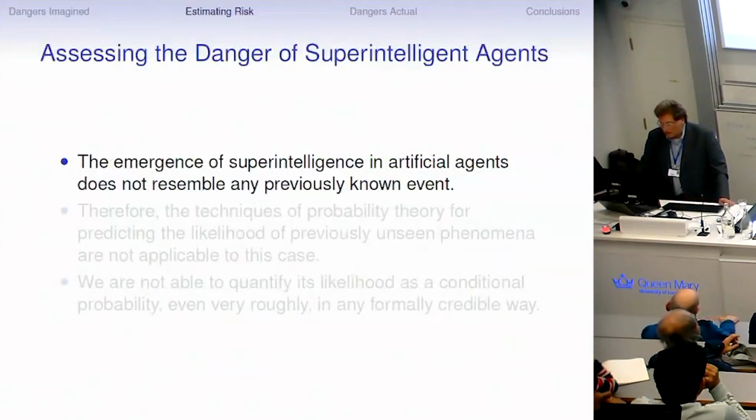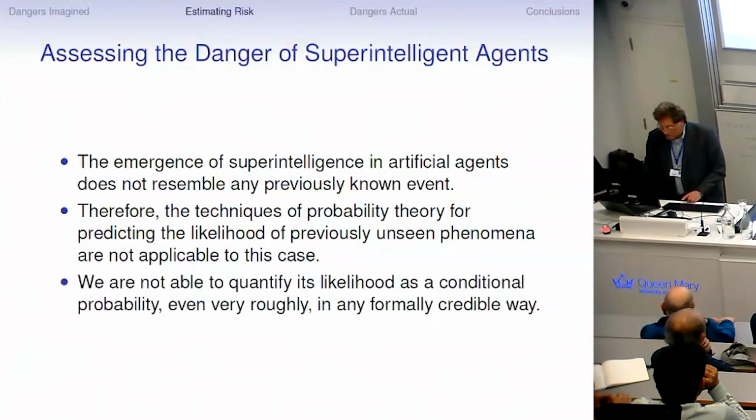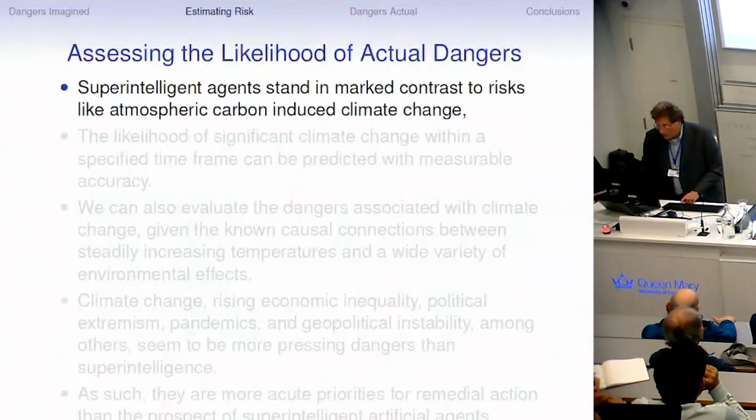So, how can we assess the nature of superintelligence? Well, the emergence of superintelligence in artificial agents doesn't resemble any previously known event. We've never seen anything like it. So the techniques of probability theory for predicting likelihood of previously unseen events just don't apply here. So that's a serious problem. We can't quantify the likelihood as a conditional probability. Not even roughly, not even in anything resembling a formally credible way. So we can't really assess that kind of risk.